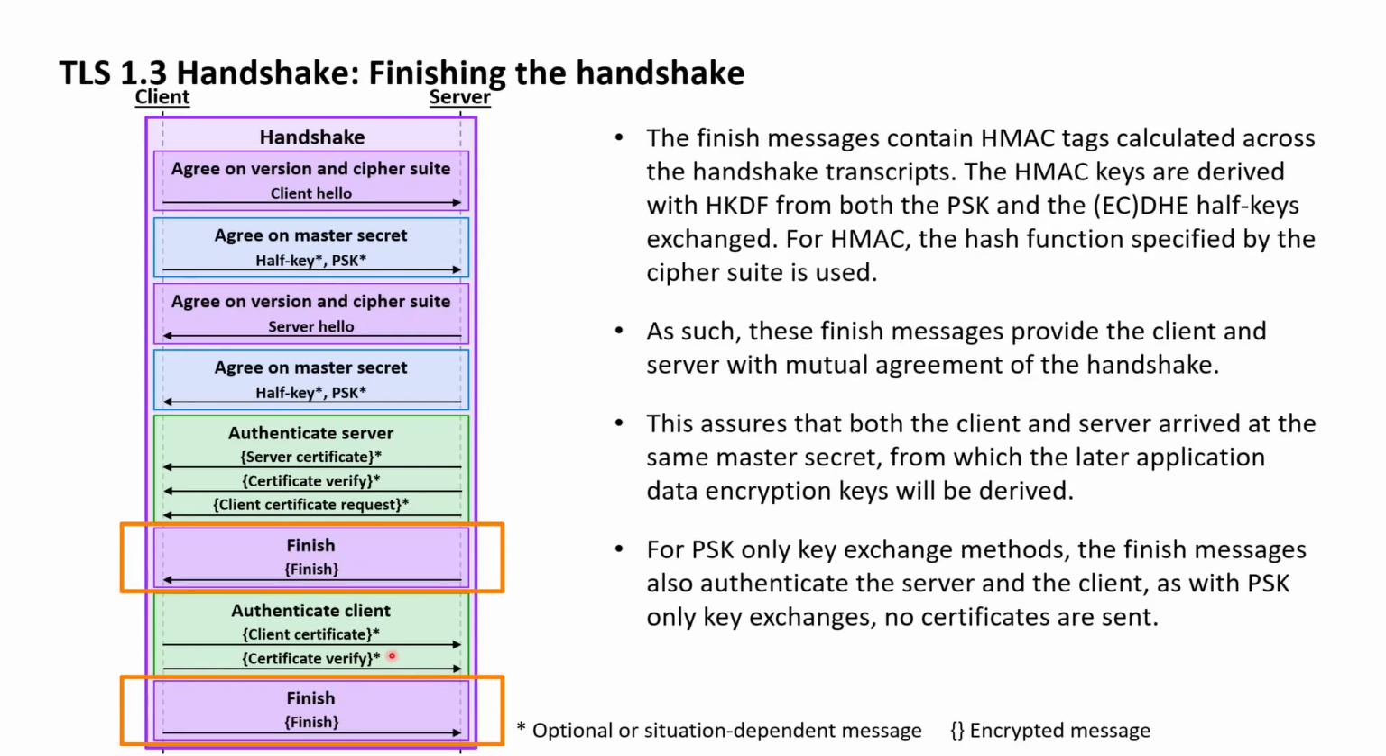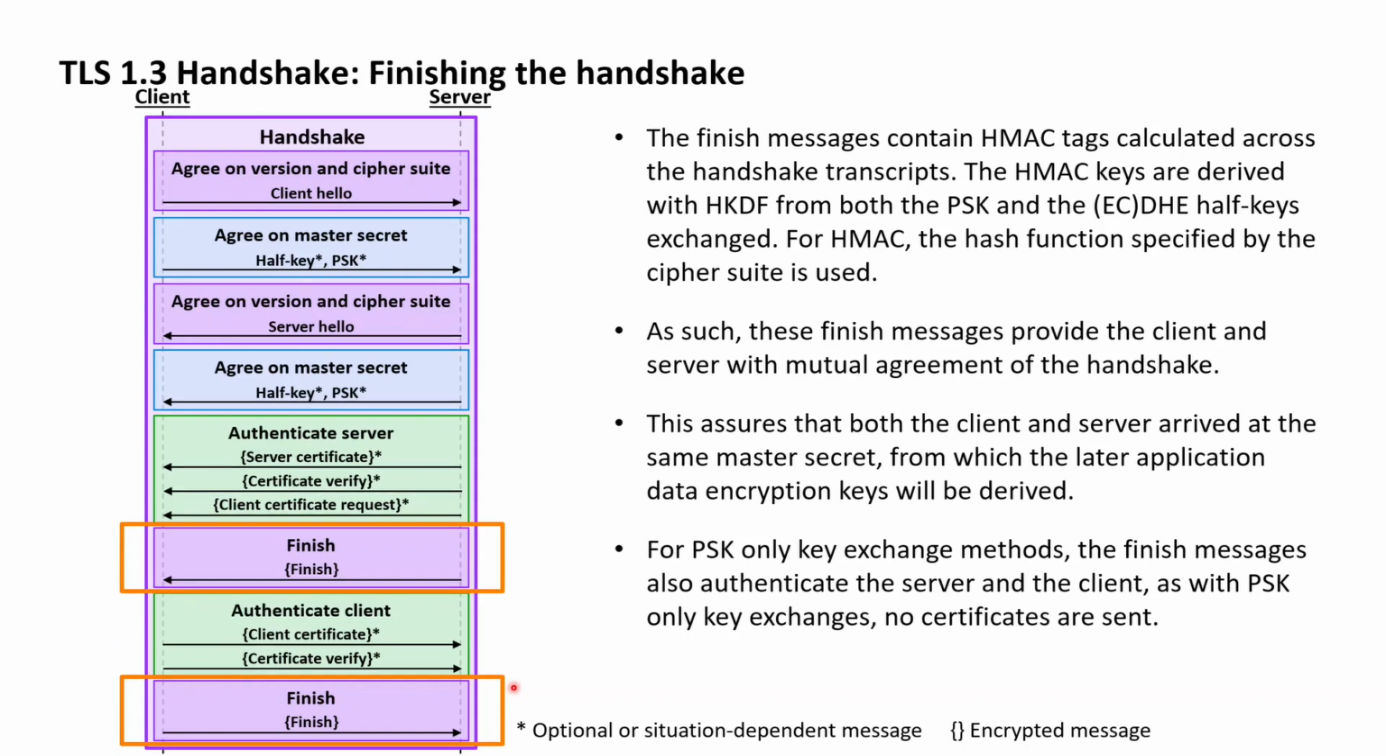The conceptually last and highly crucial stages of the handshake are the finish messages exchanged between the client and the server. These finish messages contain HMAC tags calculated across transcripts of the entire handshake. The keys used for this HMAC calculation are derived with HKDF from the ephemeral Diffie-Hellman half keys and the pre-shared keys, and the hash function used within HMAC is the hash function indicated in the agreed-on cipher suite.